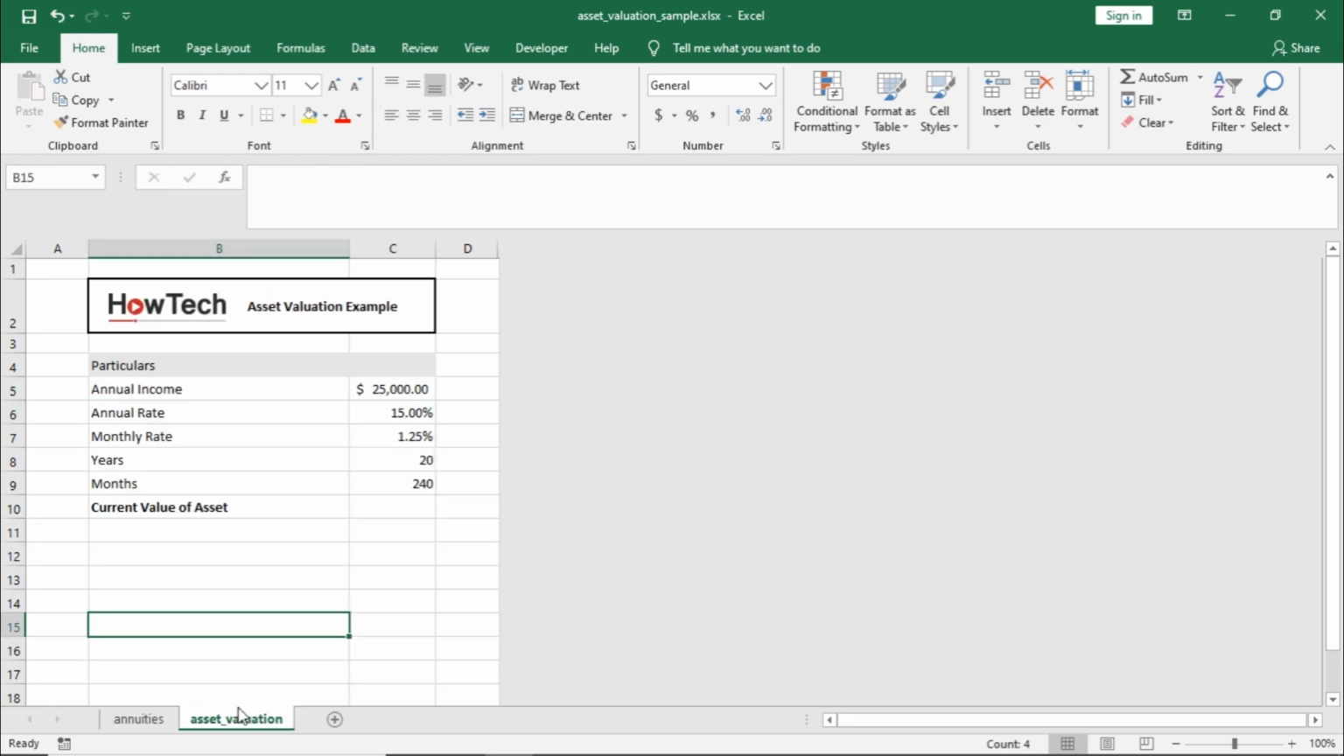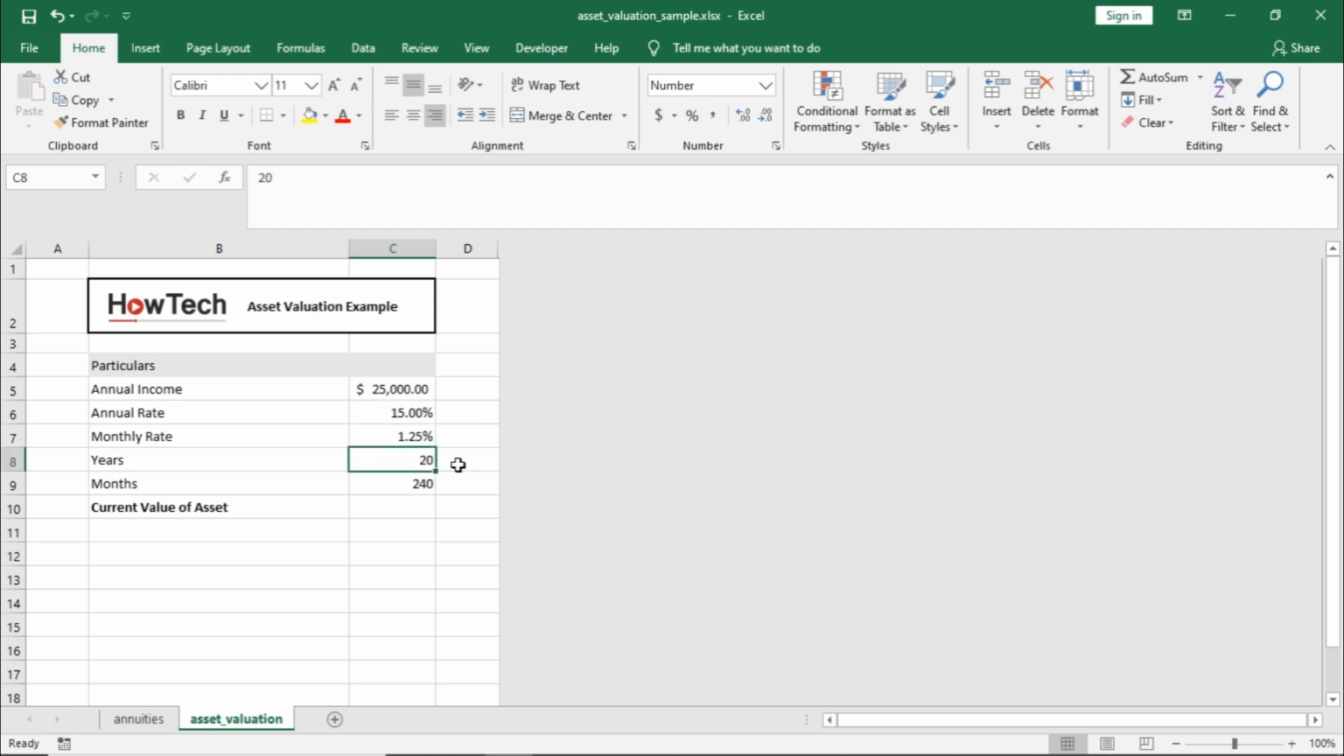Let's say we have an asset that will generate $25,000 each year for the next 20 years. We want to calculate the present value of the asset. For that, we will be using the present value function to determine the value of the asset. If you look at the sheet here, we know that we are getting $25,000 each year, so that will be our PMT, and it will be positive here since we are earning this money at the end of every year. Now, for asset valuation, we are going to assume 15% as the annual rate of return that we want to earn out of this asset.